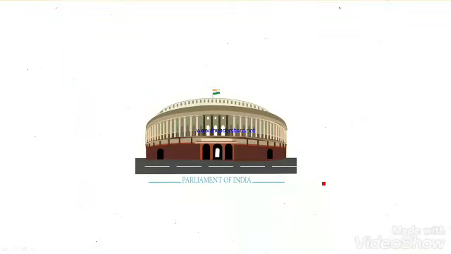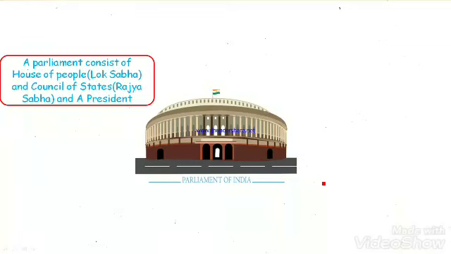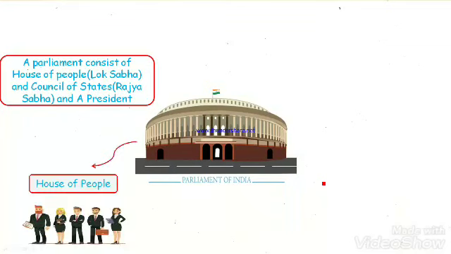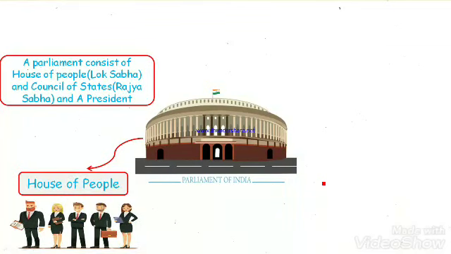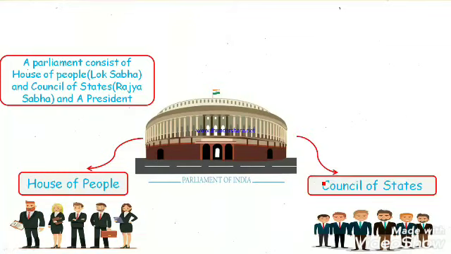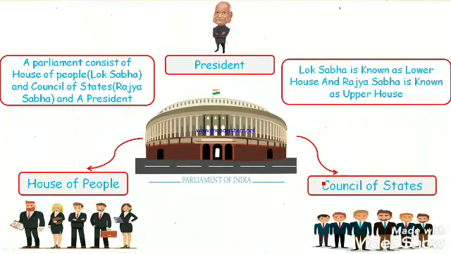Okay, now let's talk about a very great topic, the Parliament of India. Parliament consists of the House of the People, the Council of States, and the President.